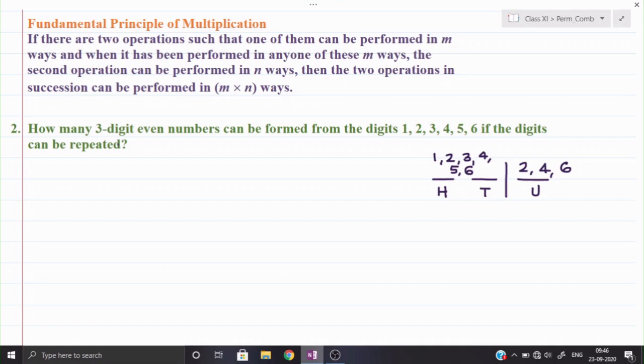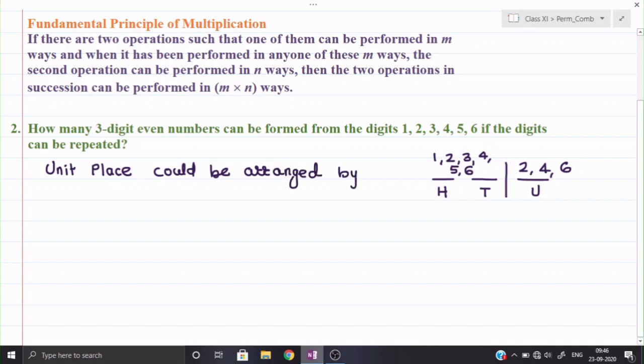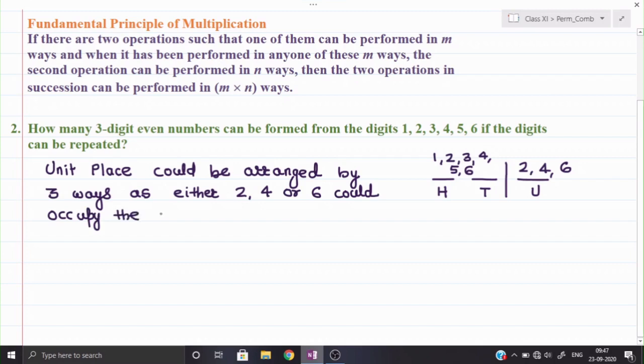Let us see how we can explain our answer. Here we will say that the unit place could be arranged in three ways, as either 2, 4 or 6 could occupy the unit place. Okay, so this one thing is clear.